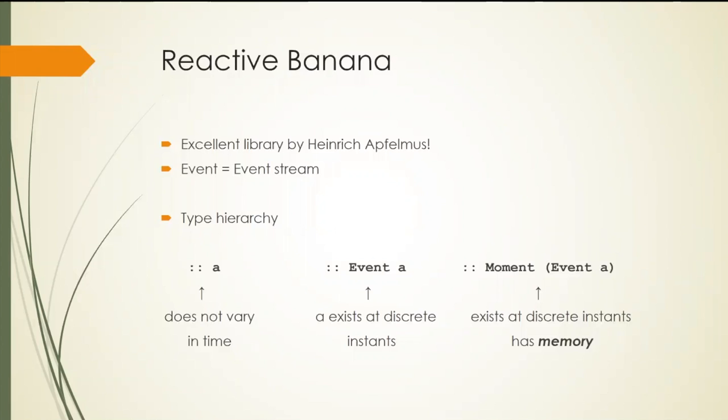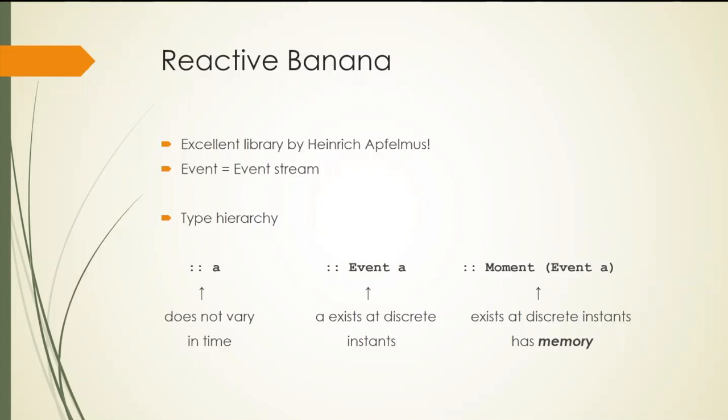But they have a hierarchy of types. So if you want a type that does vary with time, you have to wrap it in either an event or behavior, okay? And at that point, it is memoryless, right? So it does not recall the past. If you want to make something remember the past, you have to wrap it in this Moment monad, either Moment or MomentIO. So again, you can remember the past. Okay, so this is pretty easy.